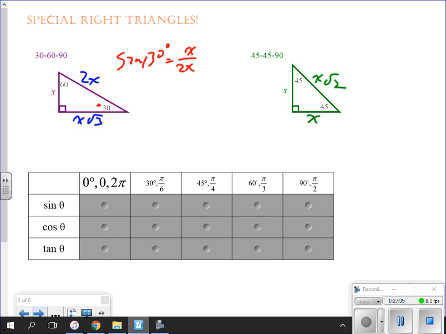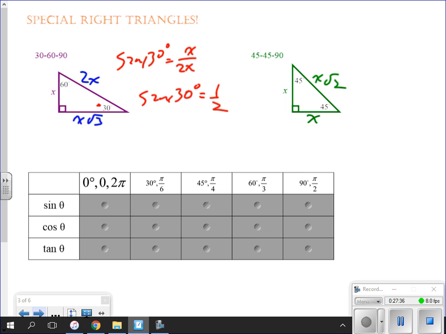x over 2x. What does that reduce down to? 1/2. So the sine of 30 degrees is 1/2. It's always 1/2, irrespective of the triangle size. It does not matter because the ratios are always the same in a 30, 60, 90 right triangle, right? Doesn't matter how big it is.